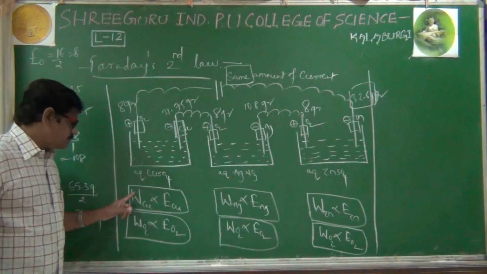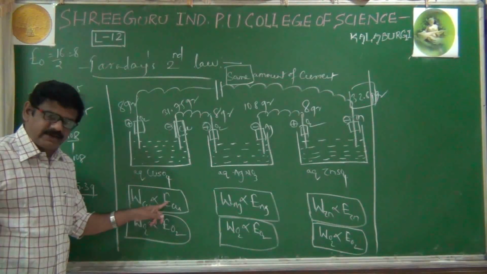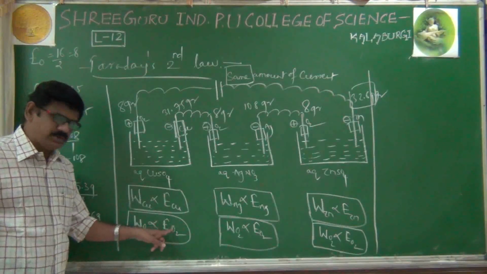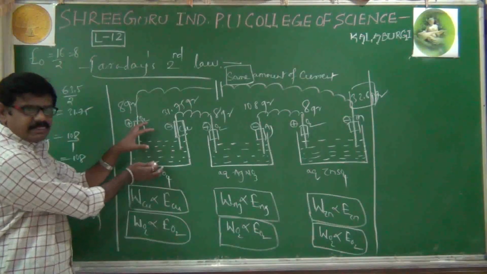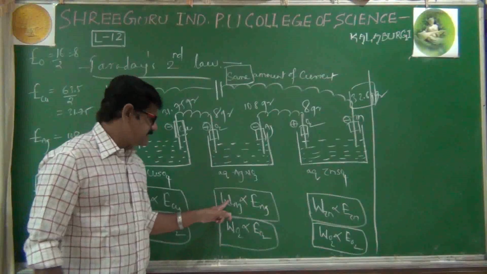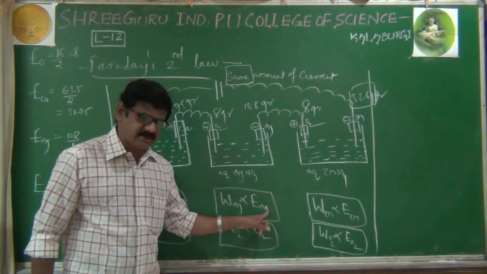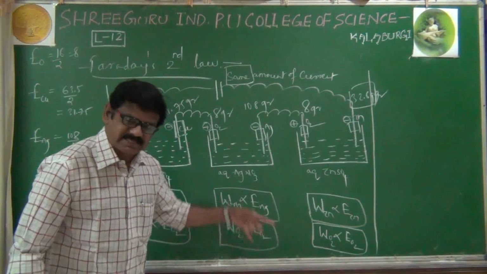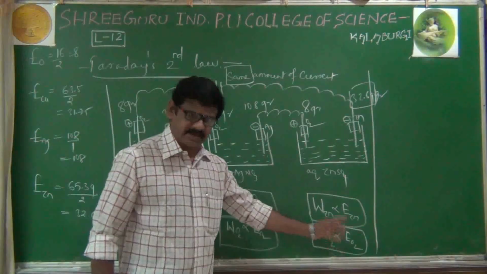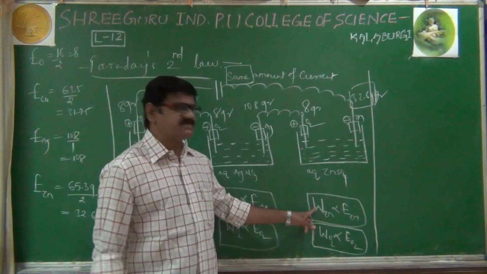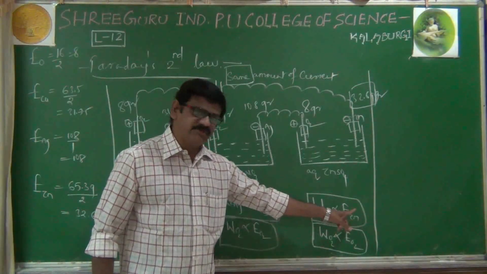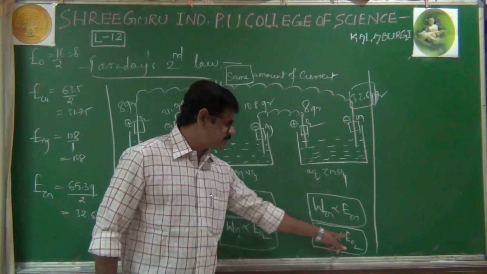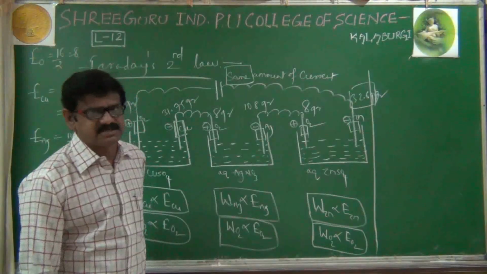Therefore, we write like this: mass of copper is directly proportional to equivalent mass of copper, and mass of oxygen is directly proportional to equivalent mass of oxygen in the first cell. In the second cell, mass of silver is directly proportional to equivalent mass of silver, and the mass of oxygen is also proportional to equivalent mass of oxygen. And in the last electrolytic cell, mass of zinc is directly proportional to equivalent mass of zinc. Here also only oxygen is liberated, that's why mass of oxygen is directly proportional to equivalent mass of oxygen.